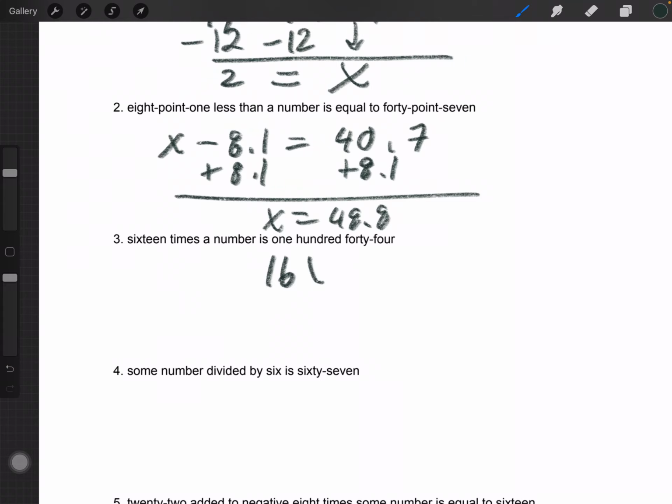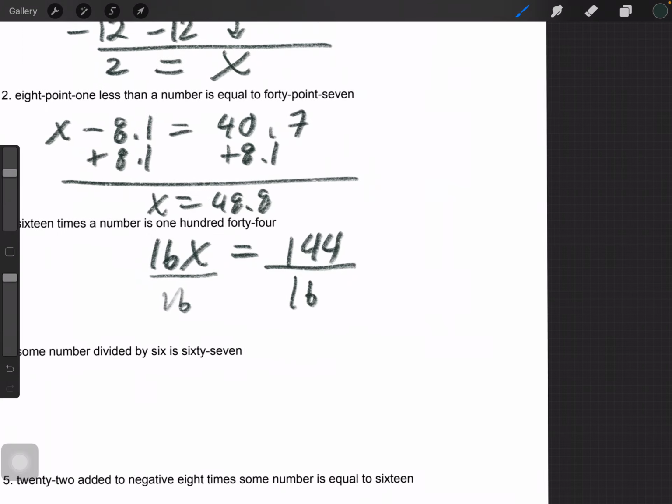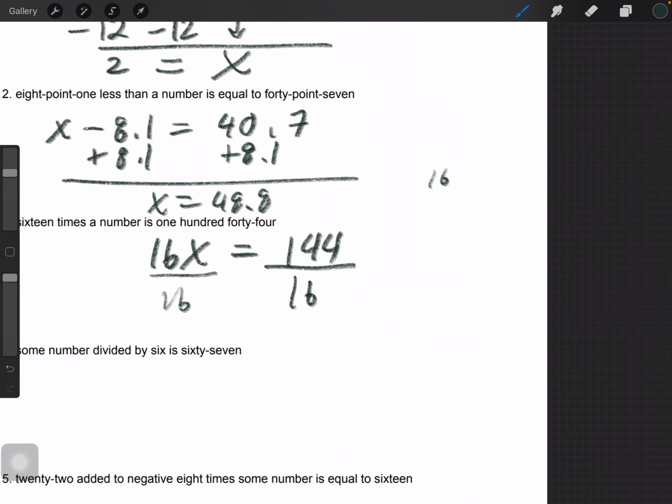16 times a number is 144. Divided by 16, divided by 16. Let's see what this gets you. 144 divided by 16 is, is it 16 times 4? No. I think it's 16 times 9. Okay. x is equal to 9.